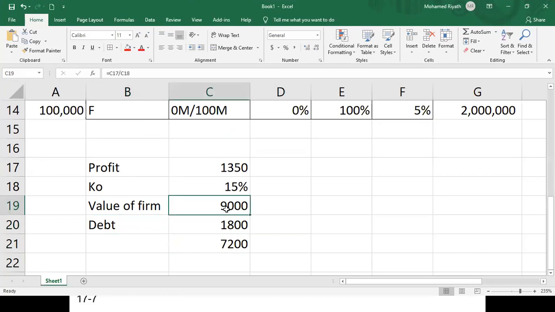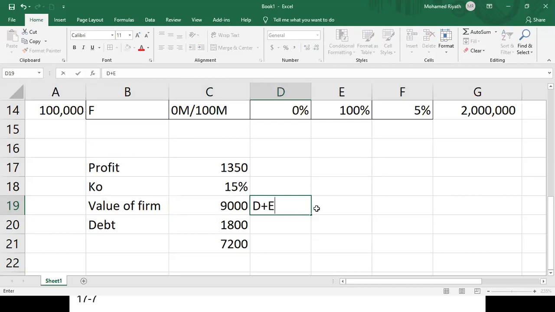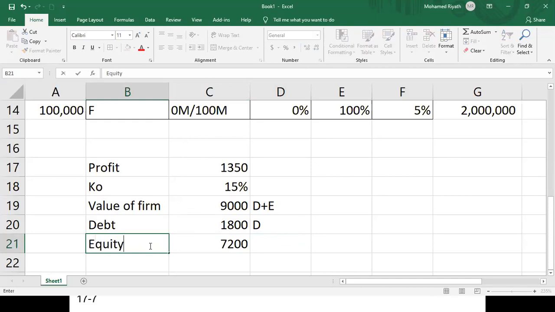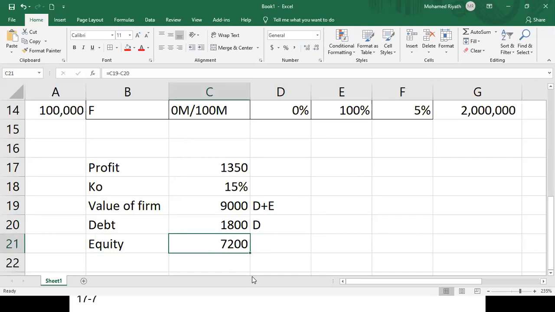Value of the firm equals what? Debt plus equity. So we know debt equals 1,800. Then equity equals what? Equity, right? Have you understood the calculations, everybody? Yes. Okay.